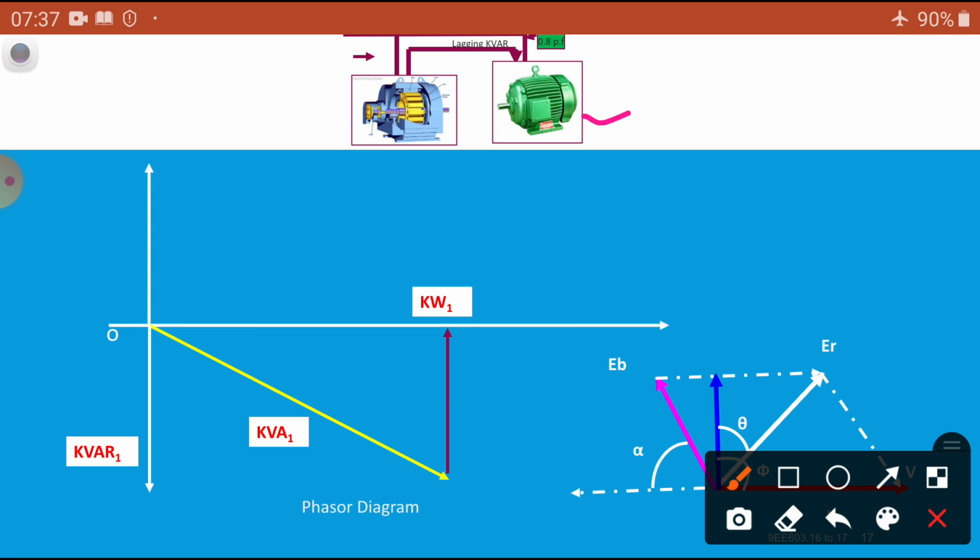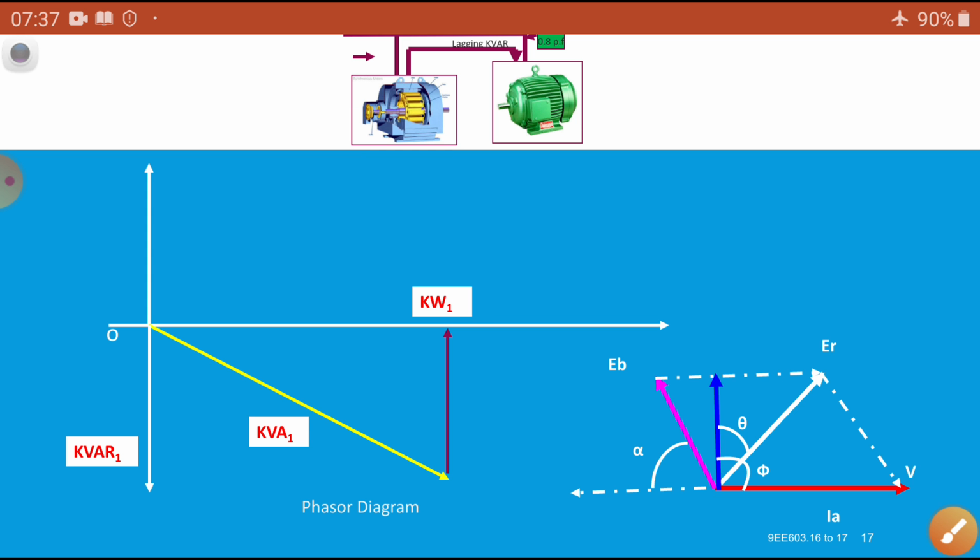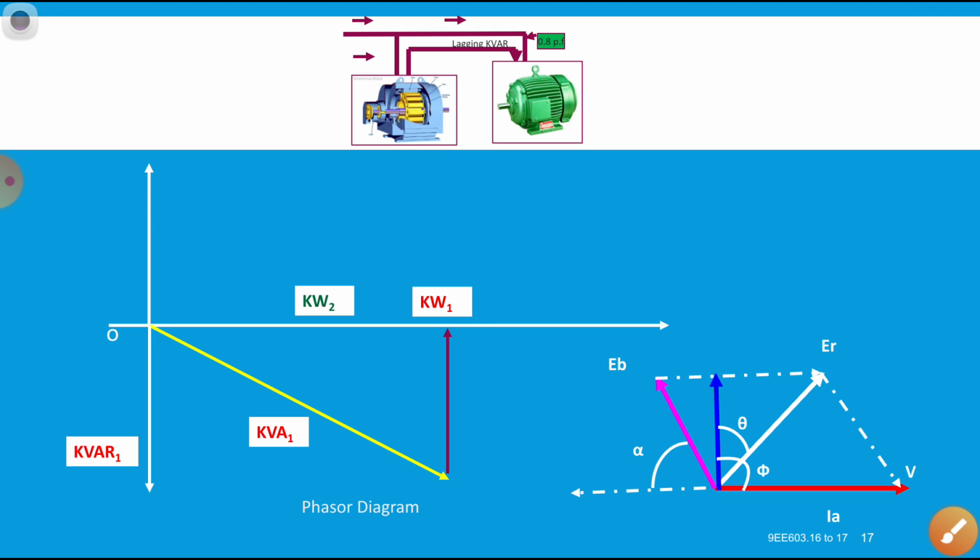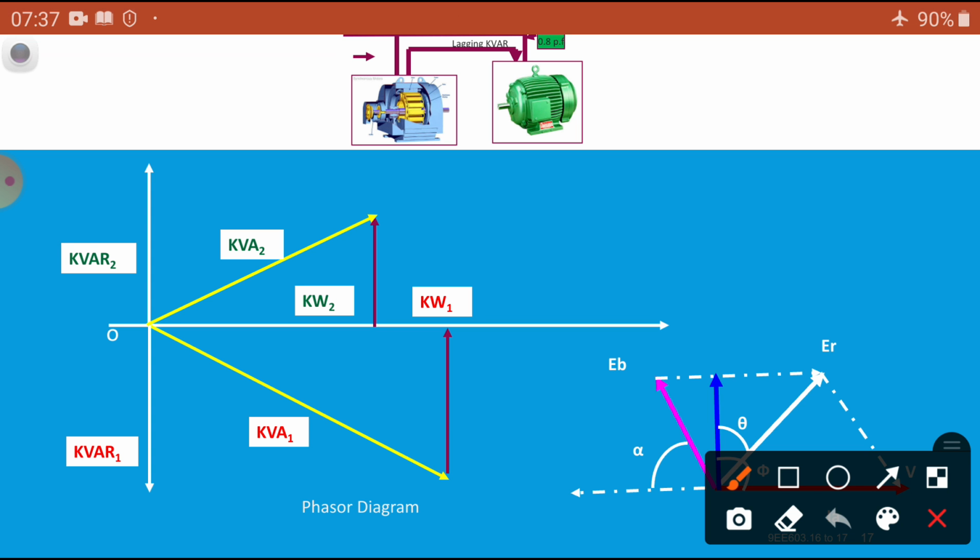If now this synchronous motor is operated under overexcitation condition, what happens at this condition? You can see the diagram, how it changes. Next case, we added the synchronous motor. Its active power is equal to kW2 and its kVA is equal to kVA2 and its reactive power is equal to kVAR2. You can observe this is this direction, this is this direction.